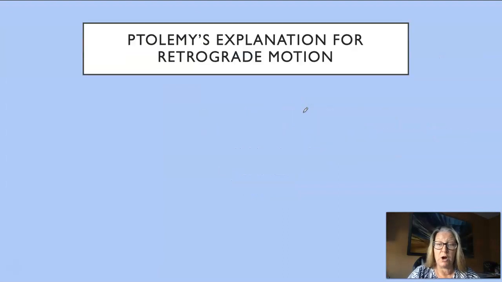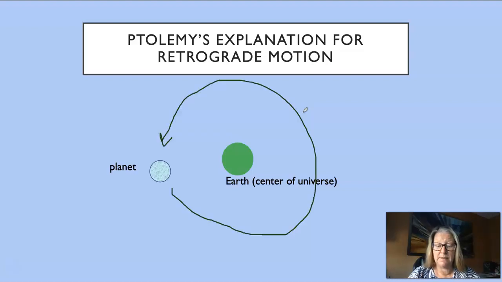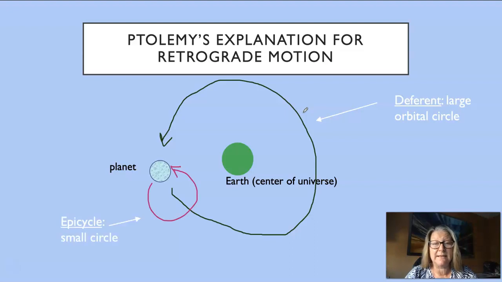So let's make a drawing of Ptolemy's solar system that explained retrograde motion. Of course, we begin with the Earth in the center of the universe and the planets moving around the Earth. Here's an orbit, and he called this orbit the deferent. So really nothing new here, except that he gave a new name to what we consider the orbit. But then he suggested something quite different. He added a second kind of motion, called an epicycle, to each planet's motion. And the planet would move around the epicycle as well as moving around the deferent.